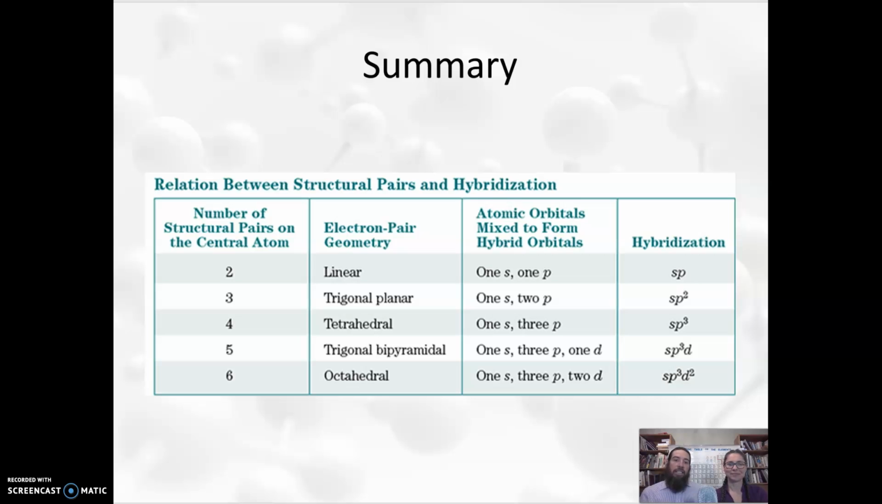So this is just a summary, and again, I just want to emphasize how we can count the domains. They're calling it the number of structural pairs on the central atom. We call this domains. If there's 2 domains, sp. 3 domains, sp2. So we can use the domains to get the hybridization. Very simple with a little bit of practice.